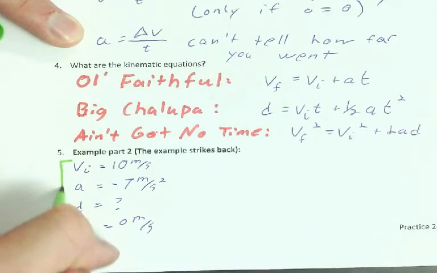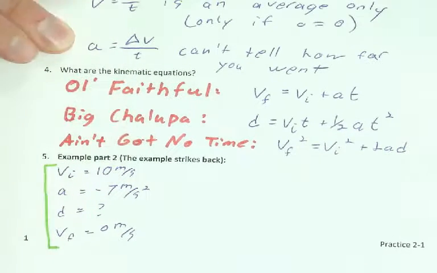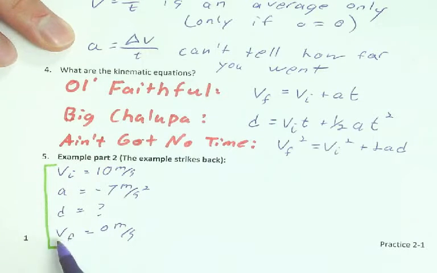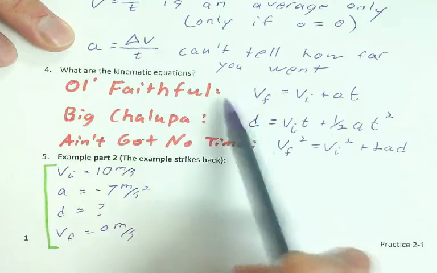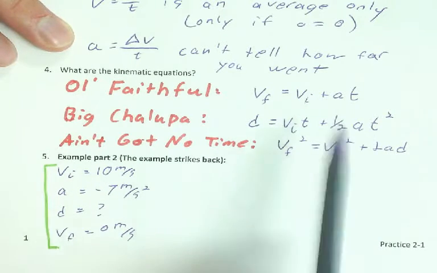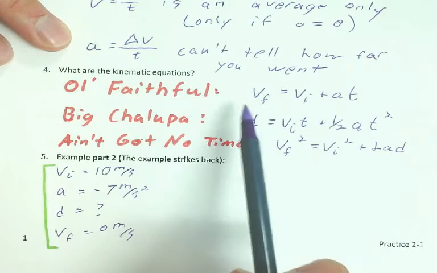I need an equation that has VI, A, D, and VF. And the way I do it is I just start looking through my equations. So, Old Faithful. Does Old Faithful have VI? Yes, it does. Does Old Faithful have A? Yes, it does. Does Old Faithful have D? No. And so as soon as I see it's missing something, it's out. Okay? Can't be Old Faithful. It's got to be something else.